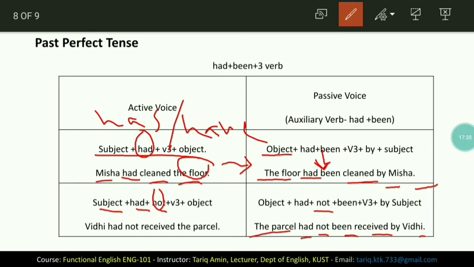Like the floor had not been cleaned by Misha. The parcel had not been received by Vidi. So the structure is the same. We just add not.